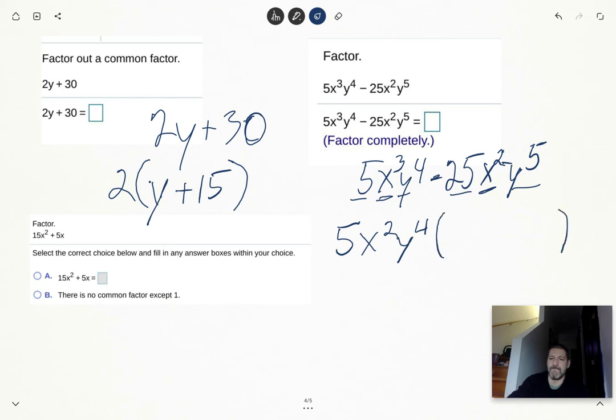So let's break this down by each term within that. There were 2 terms that we broke down. We took a 5 out of the first term. That leaves us with 1. Let me give myself a little more room here. We took a 5 out of the second term. That left us with 5.